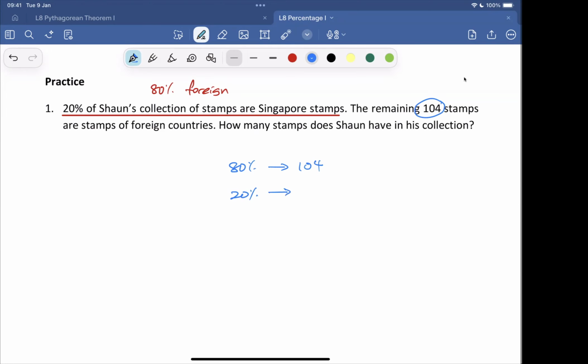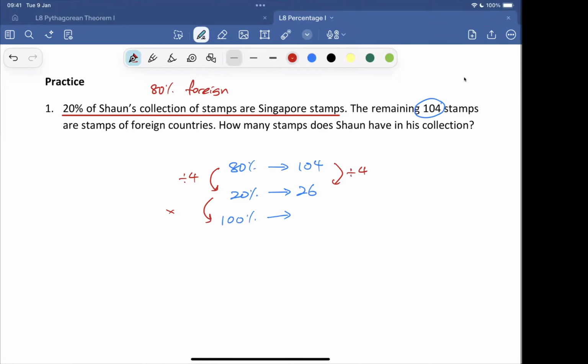20% equals 104 divided by what? Divide by what? Divide by 4. So 104 divided by 4 equals 26. Okay, very good. Now we can find 100%. We need to multiply by? 100% equals 100 times 26.